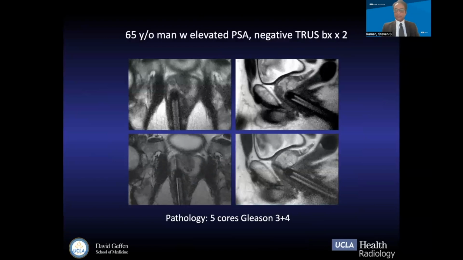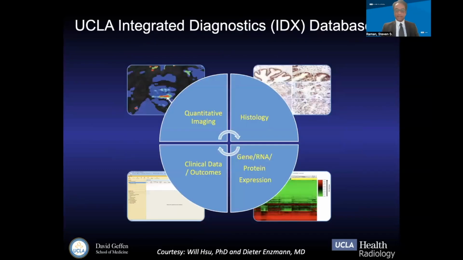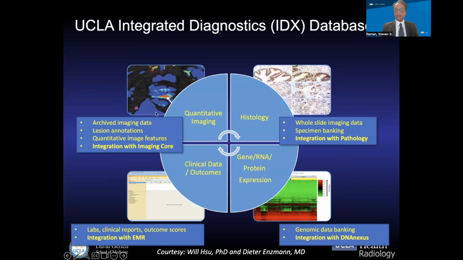So now this tells us that this visualized lesion has much worse biology than either the regions around it or MR invisible lesions. At UCLA, we've designed, thanks to Dr. Su and Ensman, the integrated diagnostics database, where we in real time acquire all quantitative imaging, MR, PET, and other imaging modalities, correlate that with histology on biopsy and whole radical prostatectomy, and then enable us to get the genomic and proteomic expression data and correlate that with the clinical outcomes.